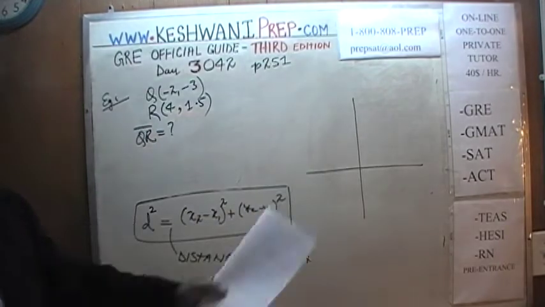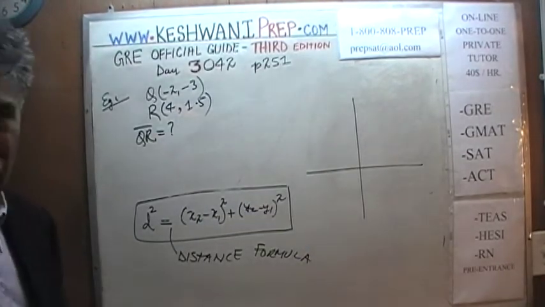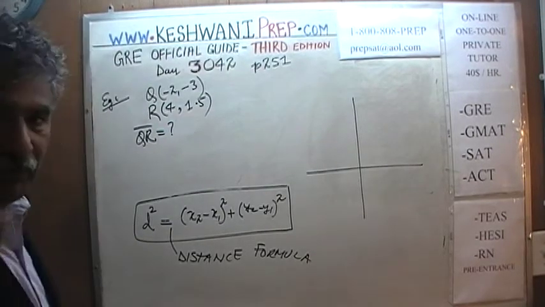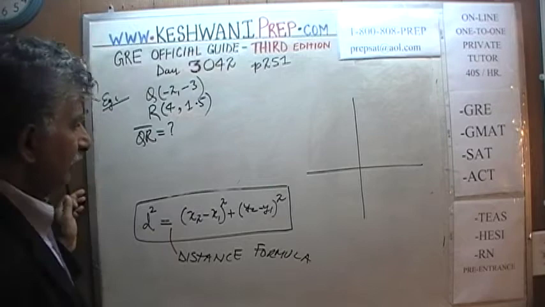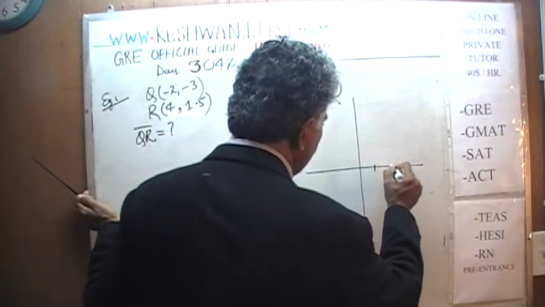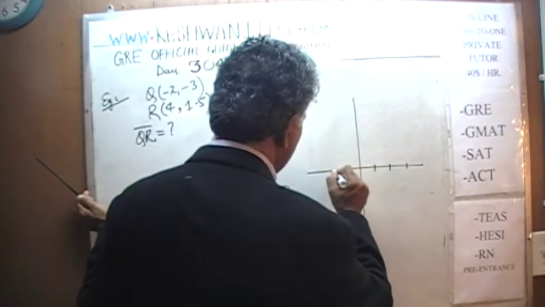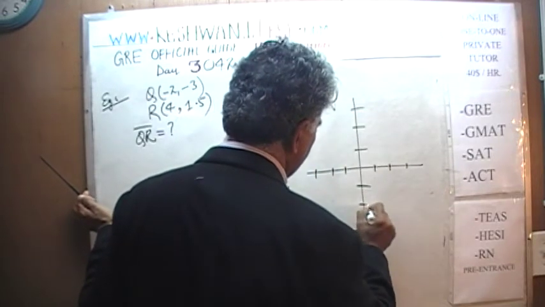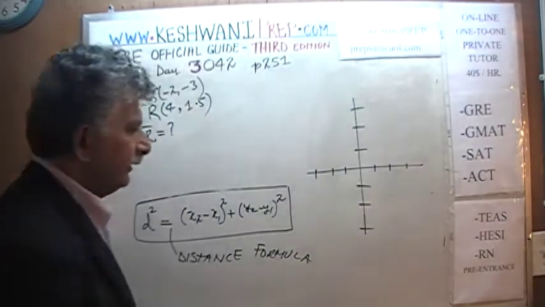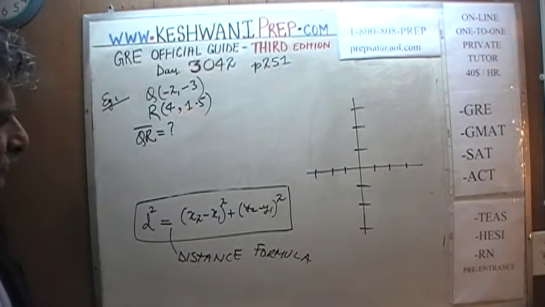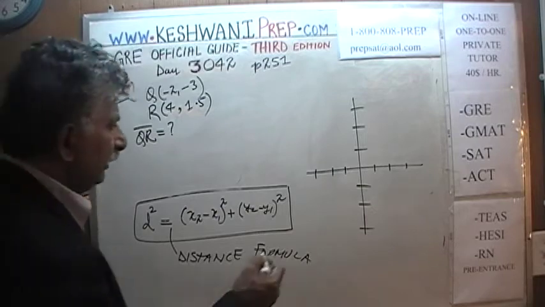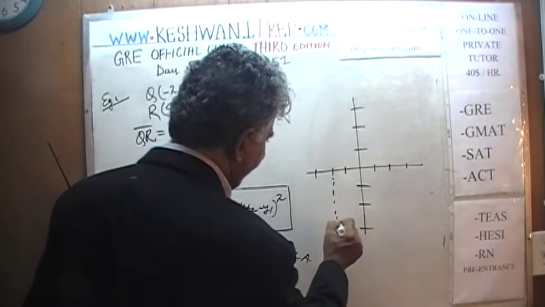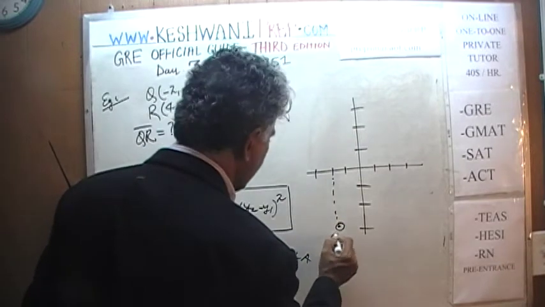We don't actually have to plot it, but we're going to plot it anyway because they plot it in the book, so we're just going to do it for the sake of doing it. So -2 and -3. It doesn't have to be accurate as long as it's reasonable. It will be down here somewhere. This is our point Q.